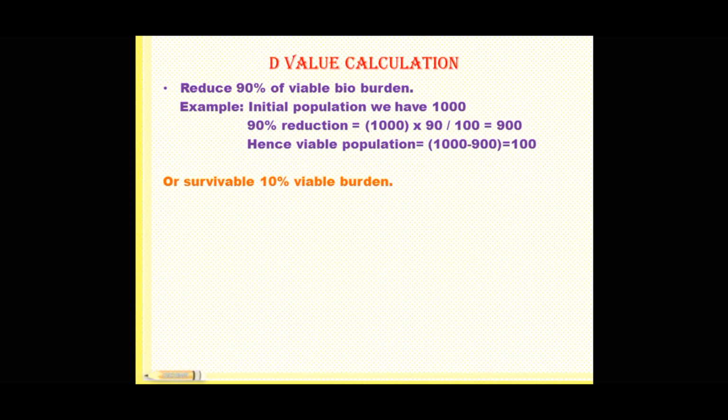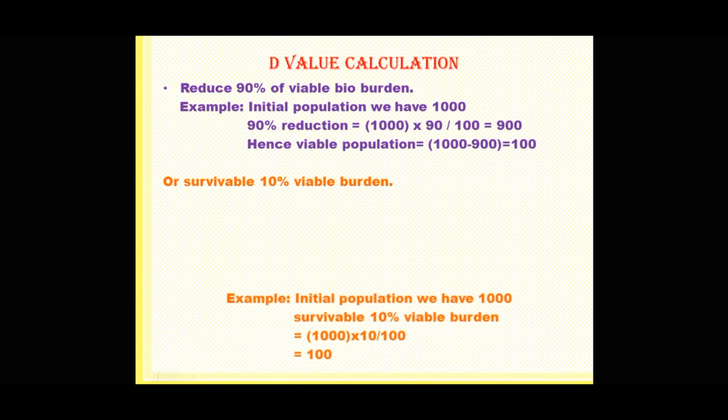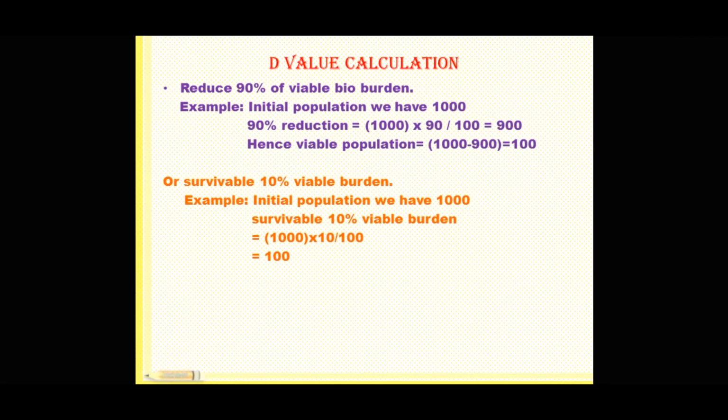Or survival of 10%. The bioburden is the same, the initial population is 1000, survival is 10%, so we'll get 100. So the time required to reduce the bioburden from 1000 to 100 is called D-value, which means it is a 1 log reduction.